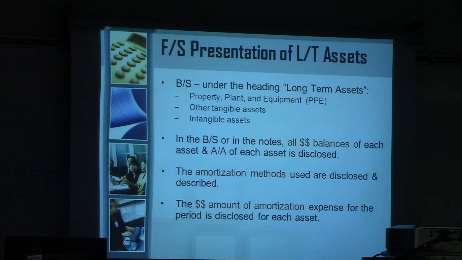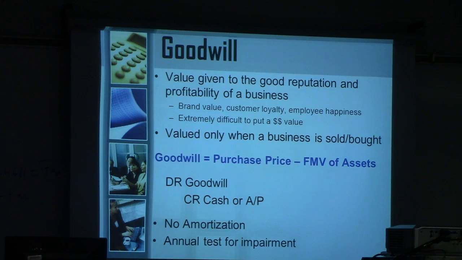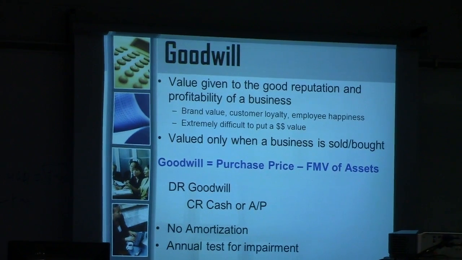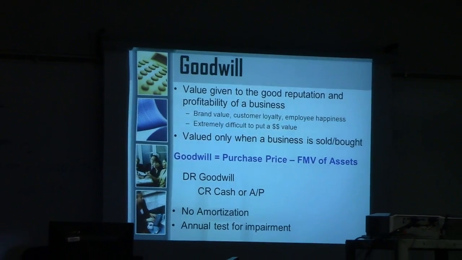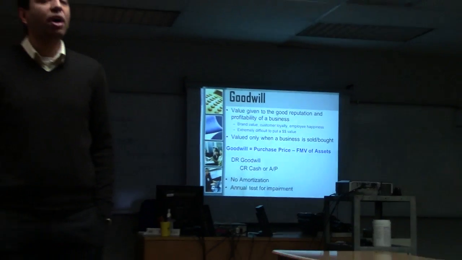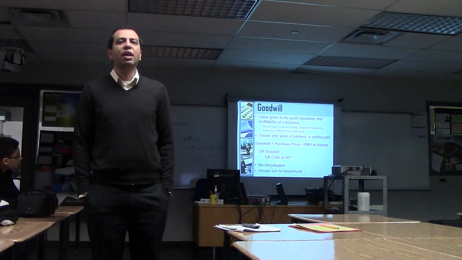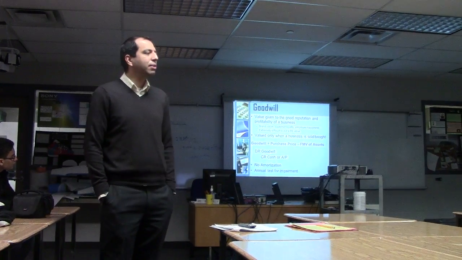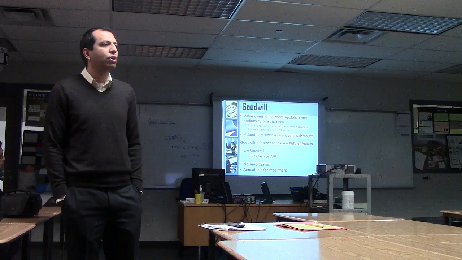The amortization methods used are also described and disclosed in the notes, and the dollar amounts are also disclosed in the notes. So coming back to goodwill. Goodwill is one of those things that is very debatable. How do you put a value on goodwill? You really cannot. So it's very, very tough. You've got to look for outside consultants. You've got to have different mechanisms in order for you to value goodwill.